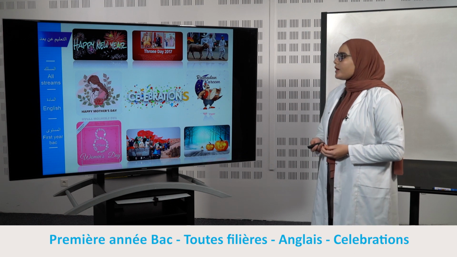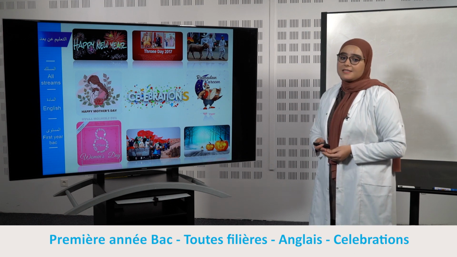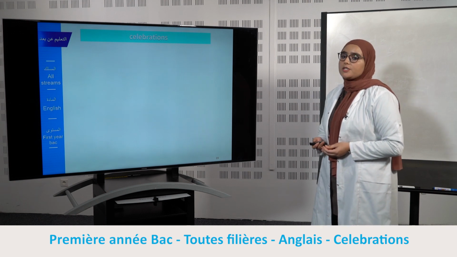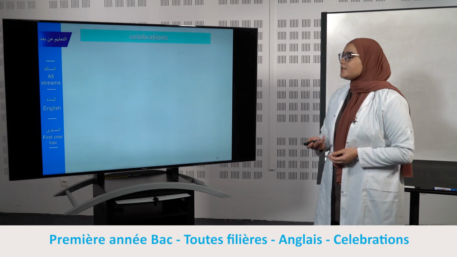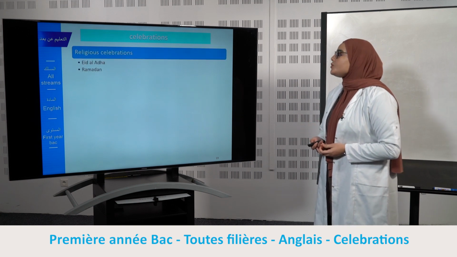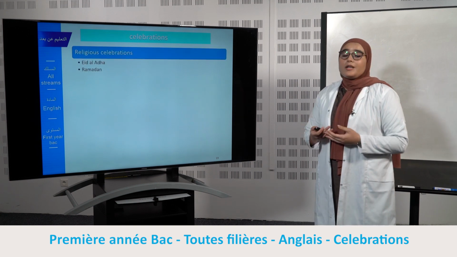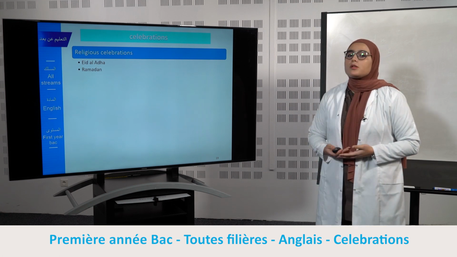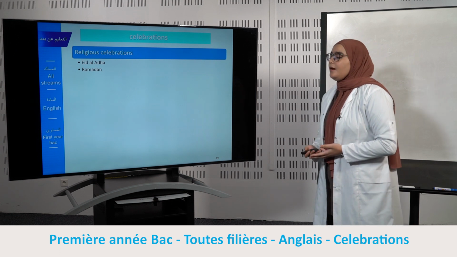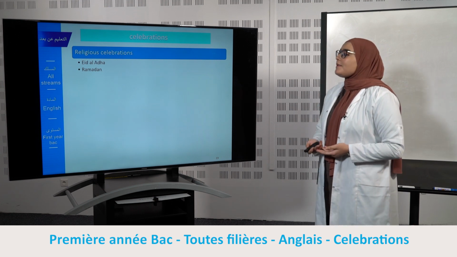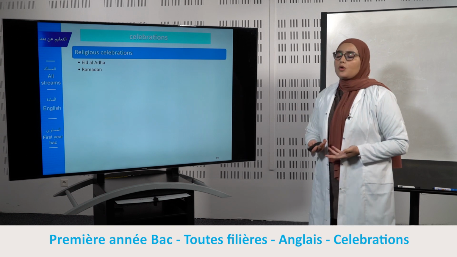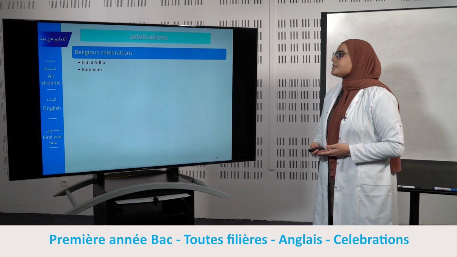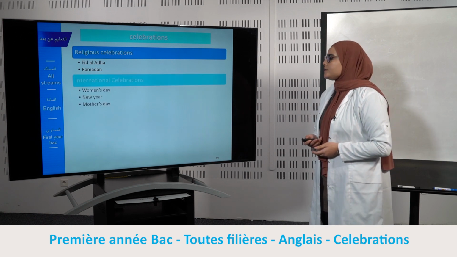So now what are we going to do? We are going to categorize these celebrations into religious celebrations, national celebrations, international celebrations, and foreign celebrations. Let's start with religious celebrations. Religious celebrations are celebrations that all Muslim countries or all Muslim people celebrate. For example, Eid al-Adha. Eid al-Adha is celebrated in all Muslim countries. Ramadan also, or the birth of the Prophet also, or Ashura. So these celebrations are celebrated in all Muslim countries.